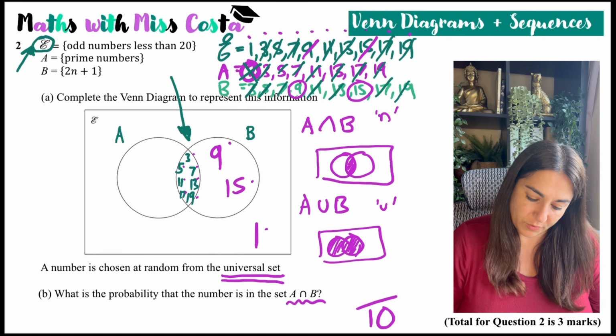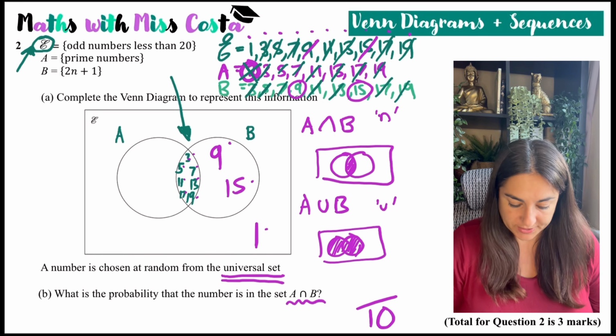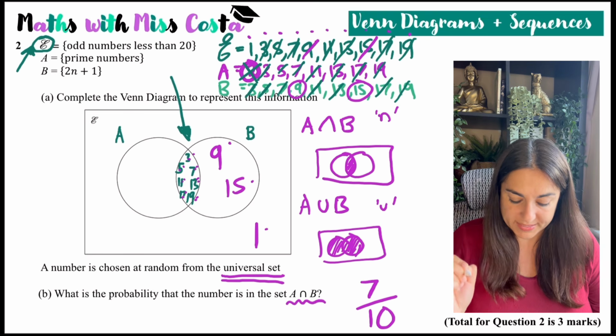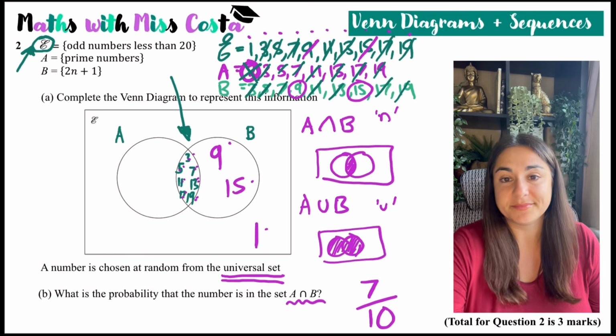But it's asking me for the intersection of A and B. So how many numbers are in the intersection? 1, 2, 3, 4, 5, 6, 7. So the probability that the number is in that set is 7 out of 10.